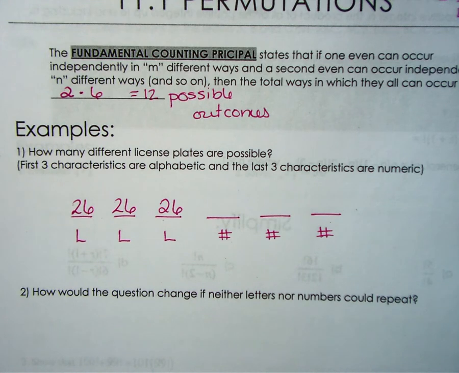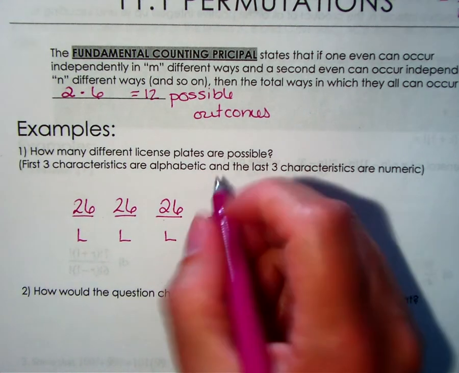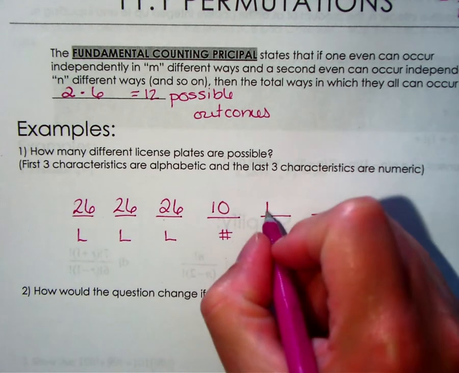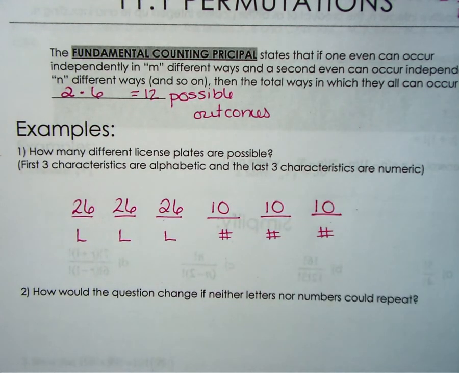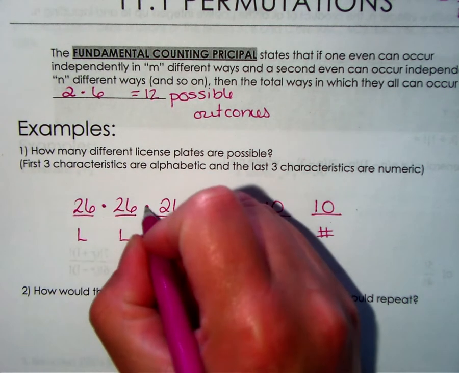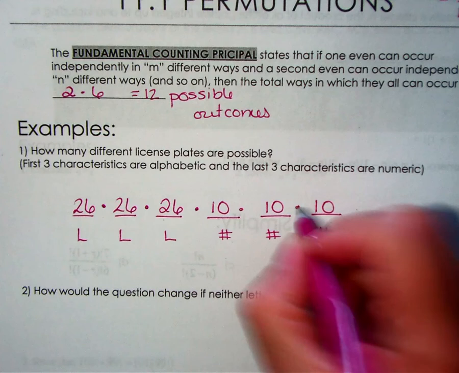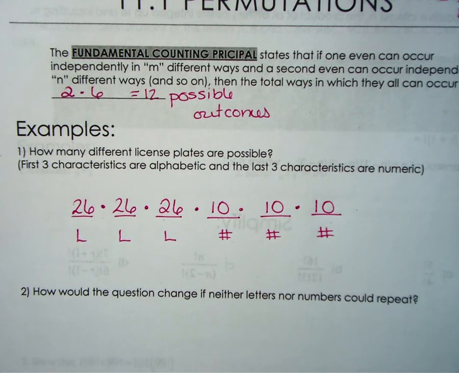Can we include 0? Okay, I'm just asking. So this one would be 10, and this one would be 10, right? So what do I do with all of those numbers? I multiply them all. I'm not doing that in my head. I'm going to my calculator and going 10 to the exponent 3 times 26 to the exponent 3.